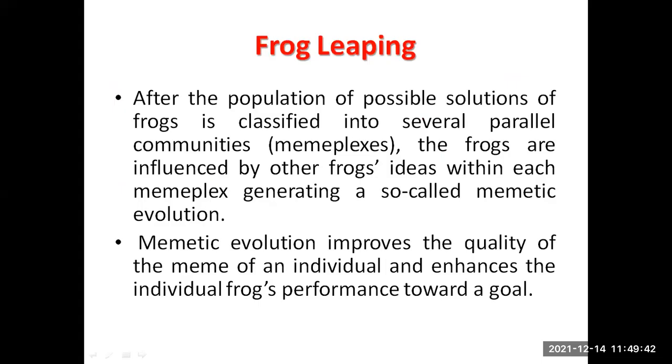So after the population, the next step is frog leaping. Frog leaping means how these frogs will actually move in the forward direction. So how it is going further, going ahead in the further steps. After the population of possible frog solutions is classified into several parallel communities, that is the memplexes, the frogs are influenced by other frogs' ideas within each memplex, generating so-called memetic evolution.